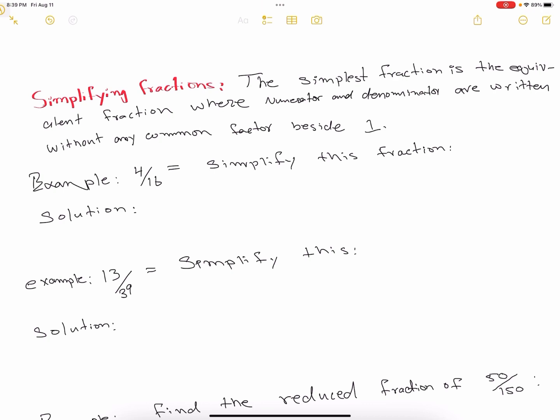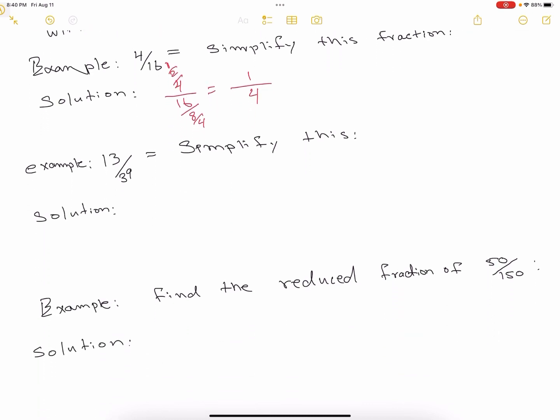Example, 4 over 16, simplify this fraction. So the process is here. We write 4 over 16. Then we should know the multiplication and division facts. 2 goes into 4 2 times. 2 goes into 16 8 times. And 1 goes to 2. 1 times 2 is 2, and 4 times 2 is 8. So 1 over 4 is equivalent to 4 over 16. That's how we simplify. We reduce the form from the top, numerator and denominator. We see if it is not a prime number.